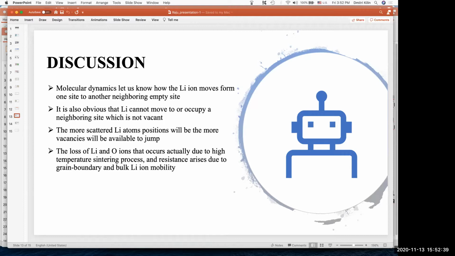So I said the main disadvantage of this simulation is that we didn't consider the loss of lithium and oxygen that happens in real life scenarios because of high sintering temperature. And also the grain boundary resistance we didn't consider. Next slide, please.